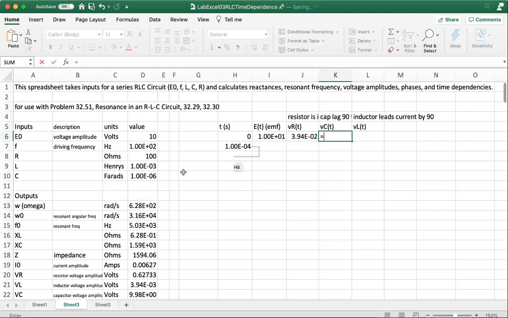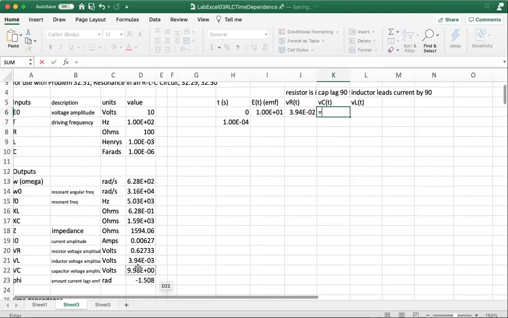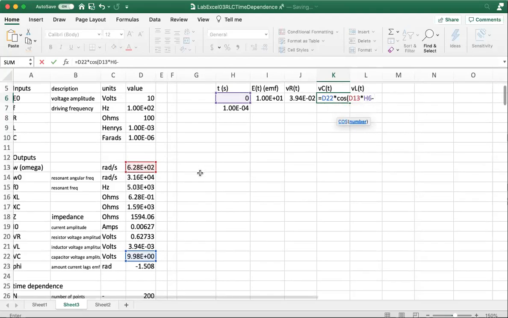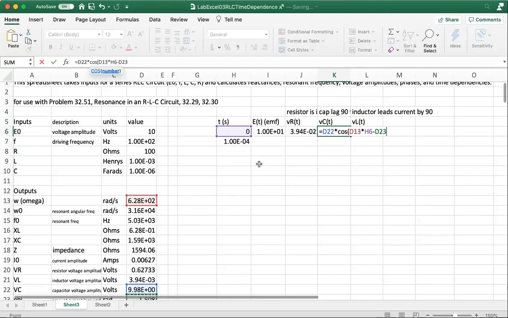All right, so for the capacitor voltage, we use the capacitor voltage amplitude times cosine omega times t. Then we have to subtract the phase like before. And now I have to lag even more. So I have to do minus pi, and pi has this parentheses here in Excel. So minus pi over 2. There we go. And now I'm going to input the dollar signs.